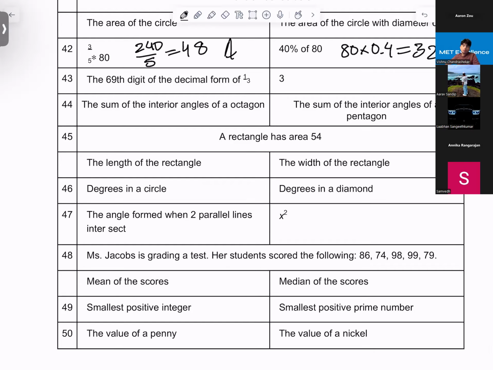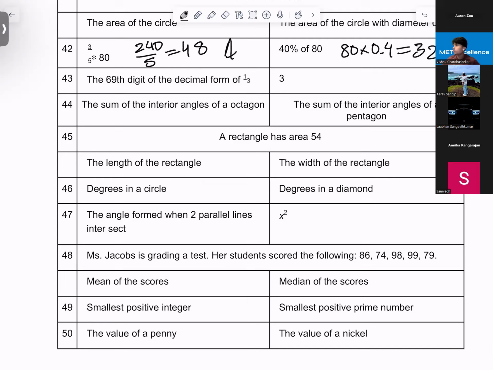Okay, for number 43, for quantity A here, we can recall 1/3 is equal to 0.33 repeating. So the 69th digit of the decimal of 1/3 would also be 3. So they would be equal.